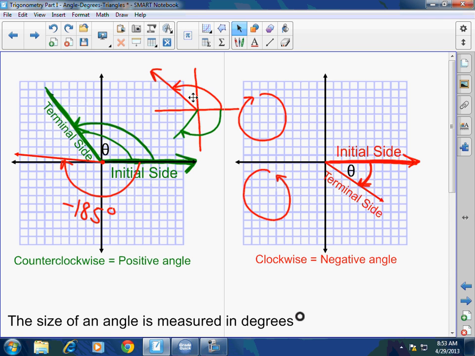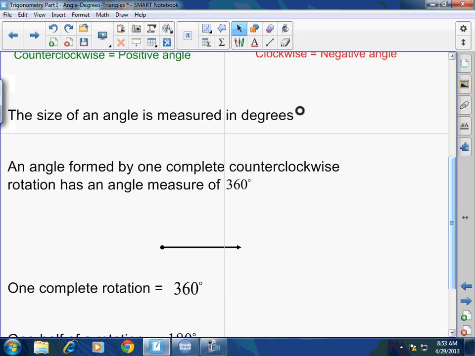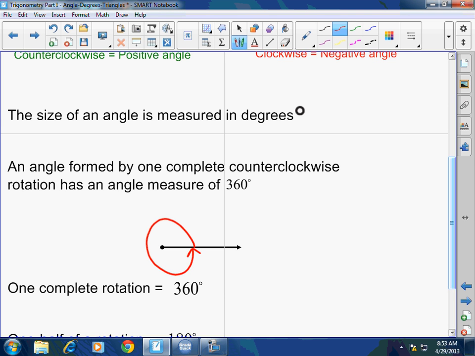Thank you. Now, the size of an angle, my friends, is measured in degrees. And an angle formed by one complete counterclockwise rotation has an angle measure of 360 degrees. If I rotate from my initial side 360 degrees, that means that I went one full rotation, okay? One full rotation going from initial side all the way back to initial side. It's going to be 360 degrees.